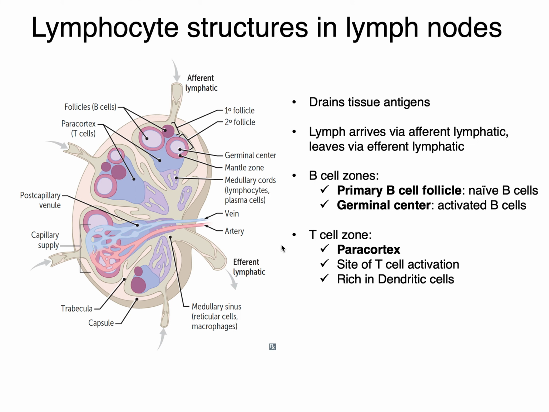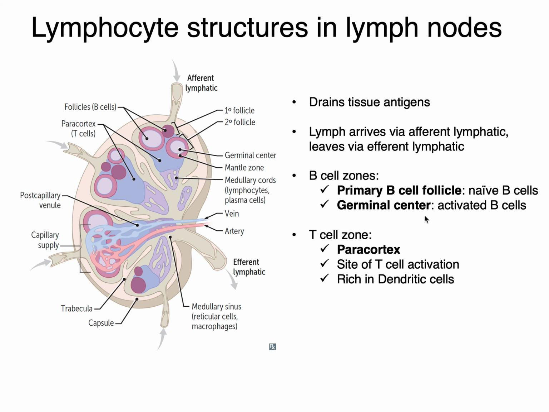The other zone that I want you to know a little bit about is the T cell zone, or the paracortex in the lymph node. This is the site of T cell activation, surrounds the B cell zones, and is rich in dendritic cells. By and large, I will call these B cell zones and T cell zones, but these are important terms to learn and to remember. And the germinal center is going to be a very important structure for understanding how B cells get activated.